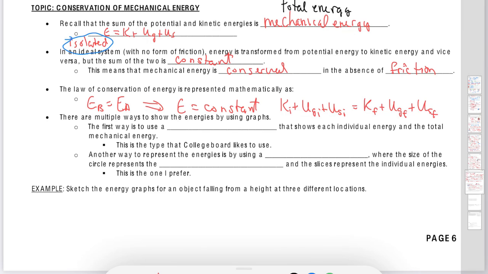Sometimes I write this as KB, UGB, USB, but then when I get to the last part, USA, I just start chanting USA. Now, there are multiple ways to show the energies by using graphs.